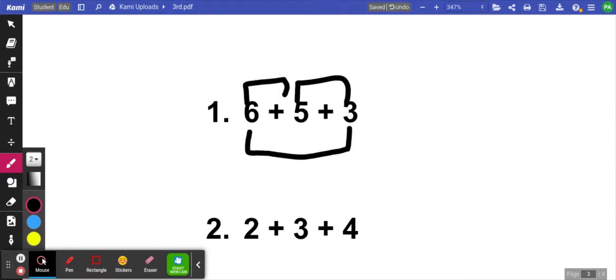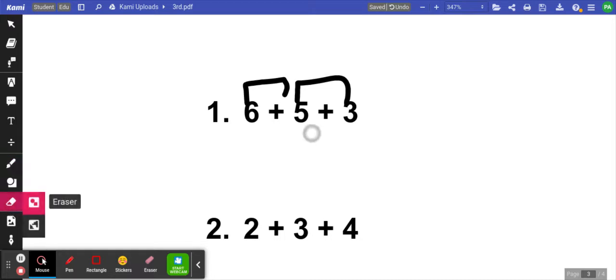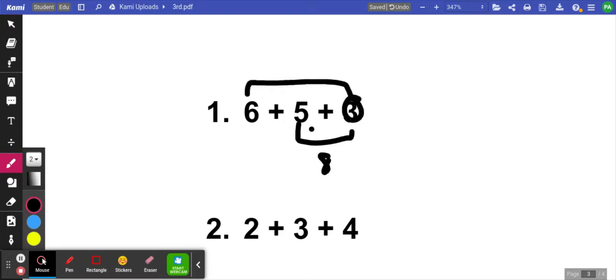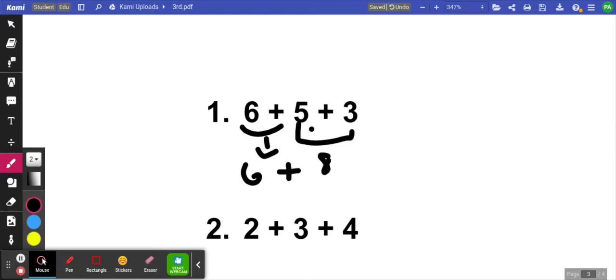But once you do that, let's say you did 5 plus 3, and then you get 8. You cannot just repeat and say now I'm going to do 6 plus 3, because you have already used this 3. So let's just continue with this. Okay, so we got 5 plus 3 as 8. So we're going to now bring this down, 6 plus 8, to finish it off. So now what do you get? 6 plus 8 is 14.